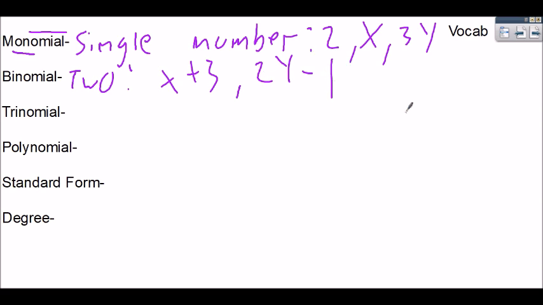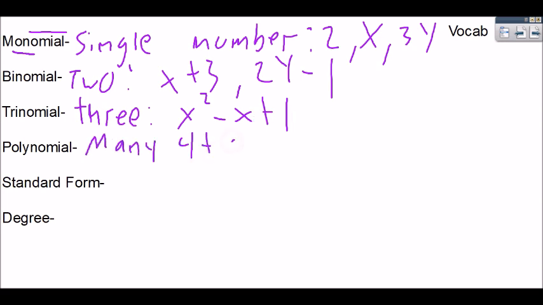Trinomial means 3 numbers. An example of that could be x squared minus x plus 1. Because of this square, we can't combine these x's yet. So there's 3 very identifiable numbers. And poly means many, so anything greater than 3. An example of that could be x squared plus y squared minus x plus 2. These exponents make it so we can't combine, and because there's different bases, we can't add these together.